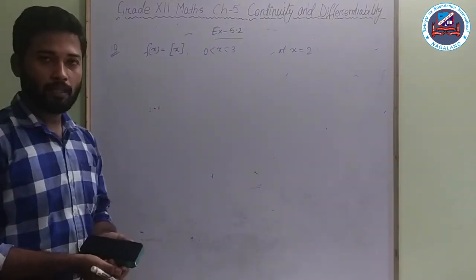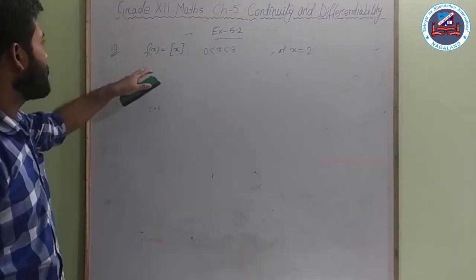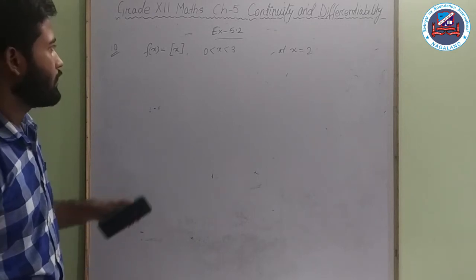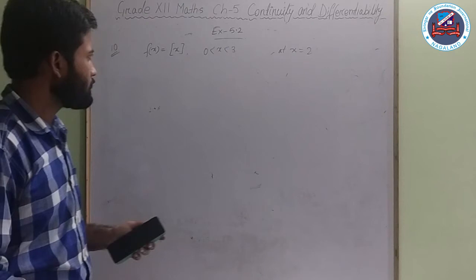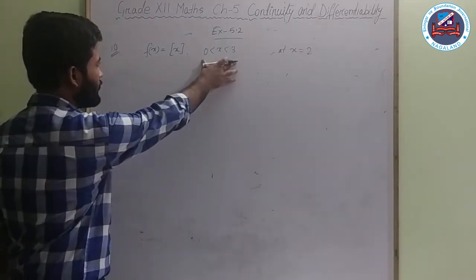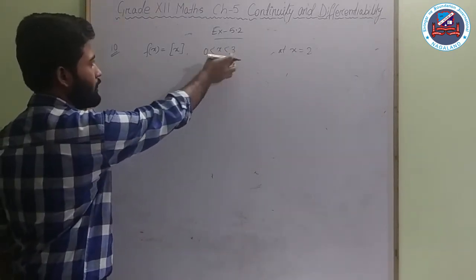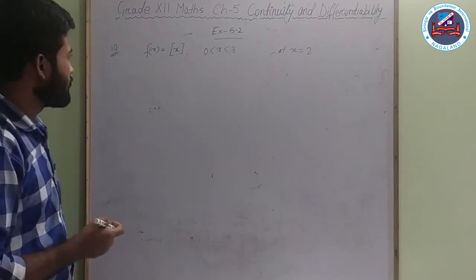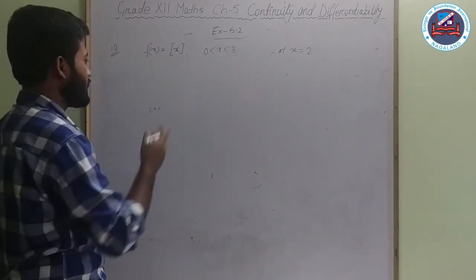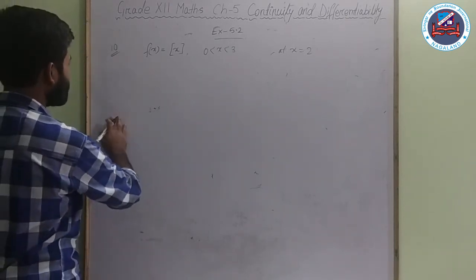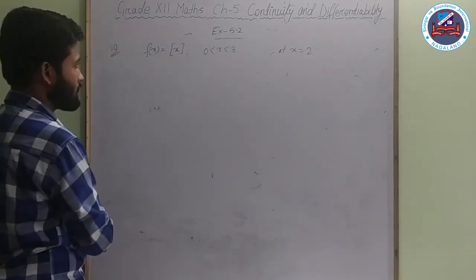Now let us see question number 10. Here the function is given, f(x) is equal to the greatest integer function x. We need to check the continuity at the point x is equal to 2. And they have taken the interval, that is the value of x ranges from 0 to 3. So in the question they have asked to show that this function is discontinuous at x is equal to 2. So let us see. So the derivative does not exist at this point.